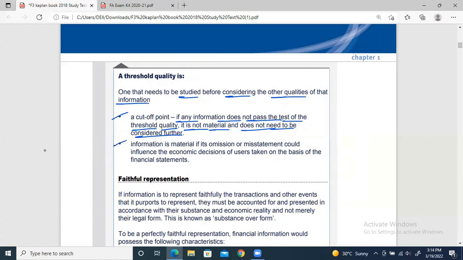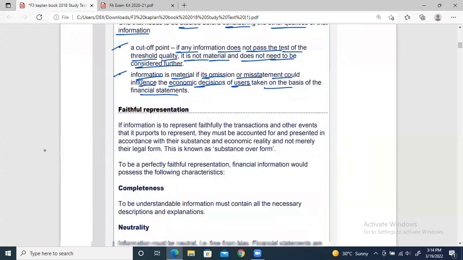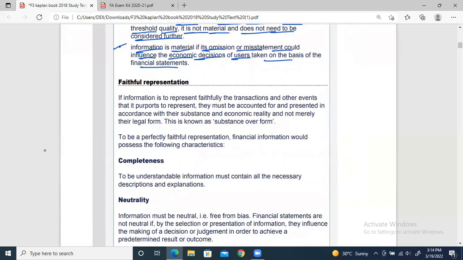Okay. Now, secondly, information is material if its omission or misstatement could influence the economic decisions of the users taken on the basis of financial statements. So if information is material, this means that it should influence the user's decision making, either to invest or not to invest. Is the company good or not good? This influence is basically called materiality. We'll be covering that in future as well. Now, the first two, remember, they were the fundamental ones. We have not come to the enhancing ones right now.